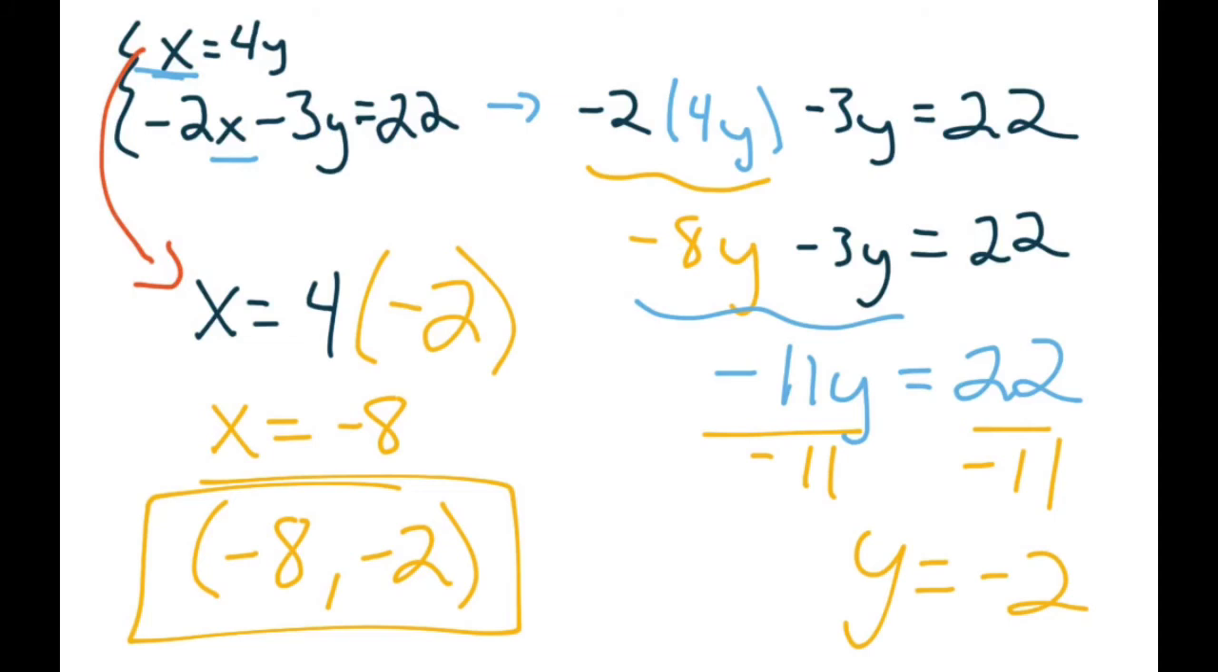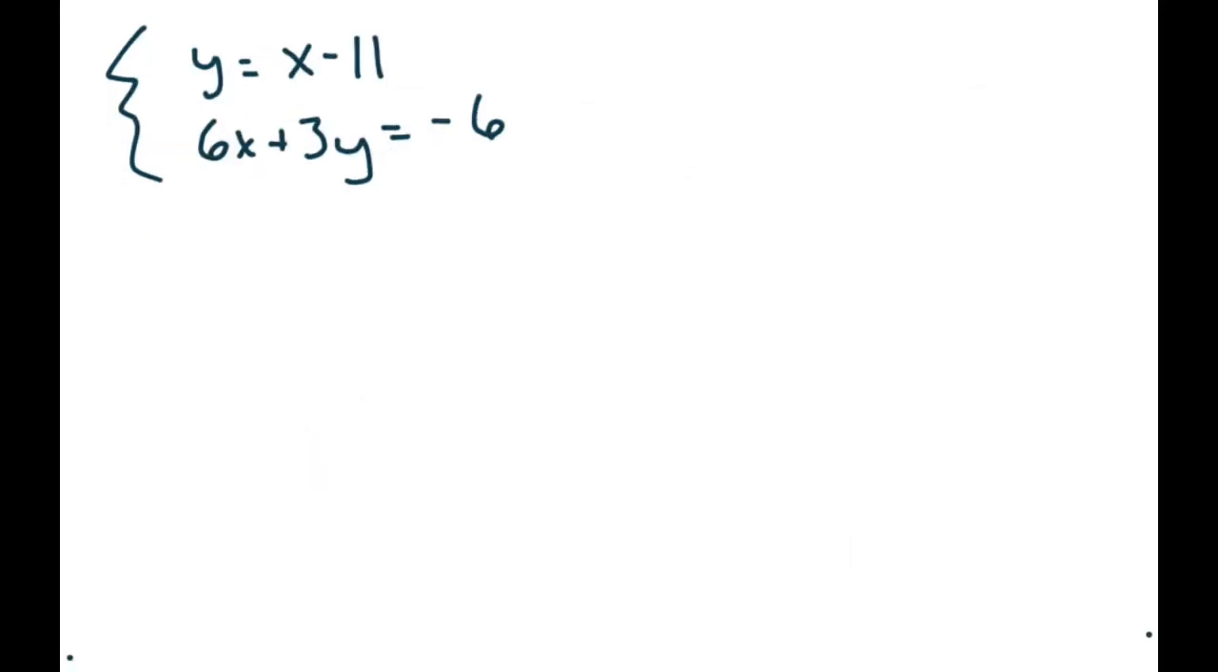And one way you could check this is to go back into both equations and put a -8 in for x, put a -2 in for y, and solve it, and it should work on both sides. Okay, this one I want you to try. If you get stuck, resume the video, but try and find the x and the y value, the solution to this system.